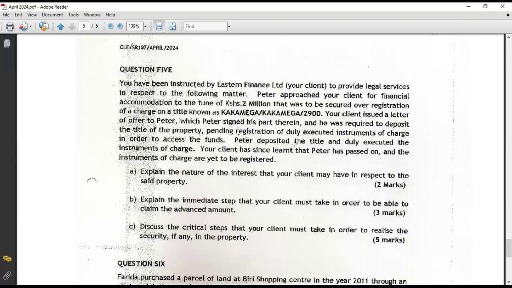So you look at: Peter deposited the title and duly executed the instrument of charge. Your account also says that Peter has passed on, and the instrument of charge is yet to be registered. So that is where the crux of the matter is. So I want to project the Land Act again.